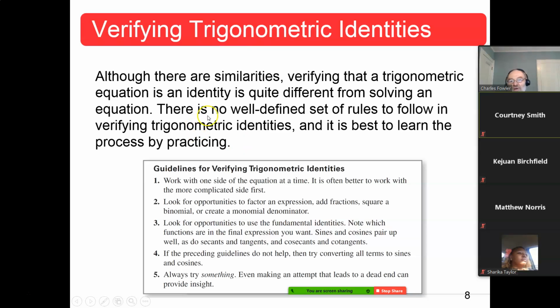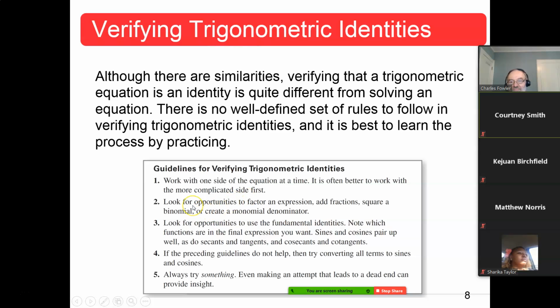So what they suggest is sort of what I was just saying: work with one side of the equation at a time. I don't think that's absolutely necessary. Just don't cross the equal sign. That's why they're saying work only with one side at a time, so you don't cross it. But as long as you keep in mind you can't cross the equal sign, you can do both sides at the same time. Just don't cross. It is often better to work with the more complicated side first. That's usually a pretty good idea. You don't have to though.